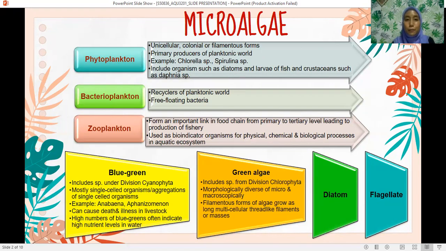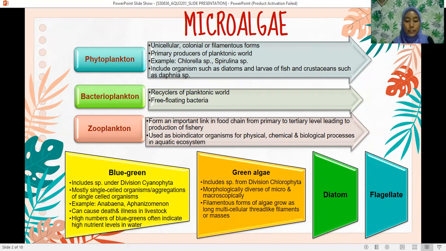Algae are classified into four major groups, which are blue-green, green algae, diatom, and flagellate. For the blue-green, it includes species under the division Cyanophyta. It is mostly single-cell organisms or aggregations of single-cell organisms, for example, Anabaena and Aphanizomenon.